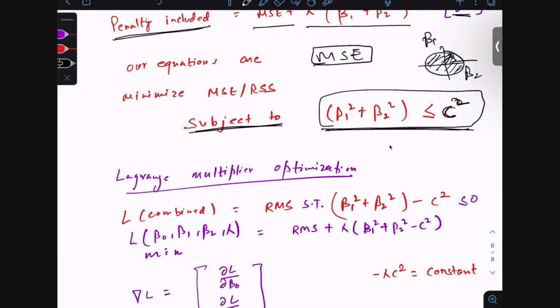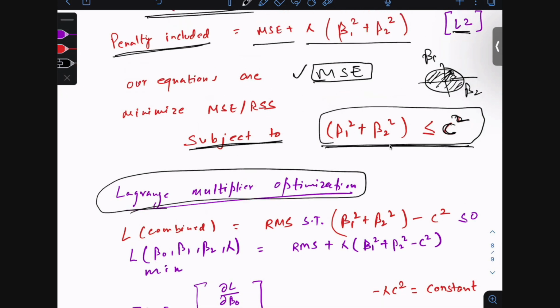What the Lagrange multiplier does, and this is a way in which a lot of optimization problems, convex optimization problems, are solved, right? The details you can look up on the internet, but I'm trying to give you a flavor of how these two conditions, that this minima subject to this, are being solved. It is being solved through Lagrange multiplier.